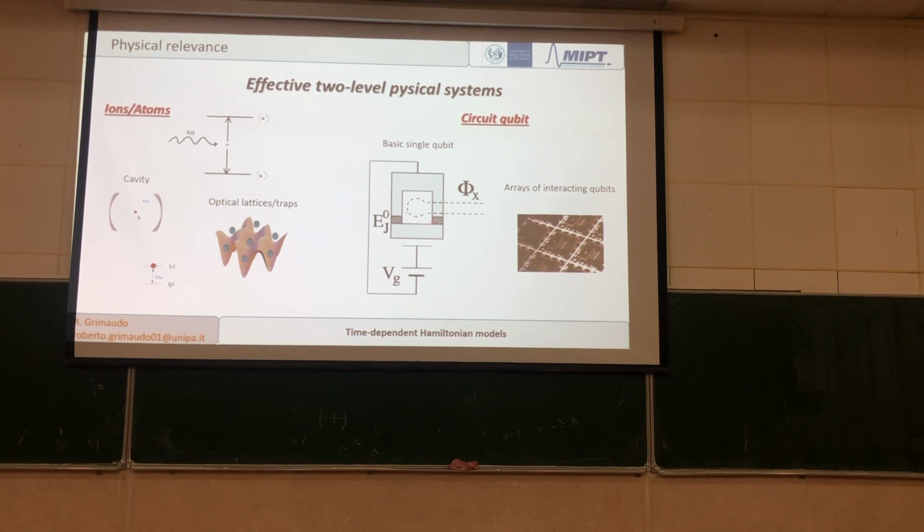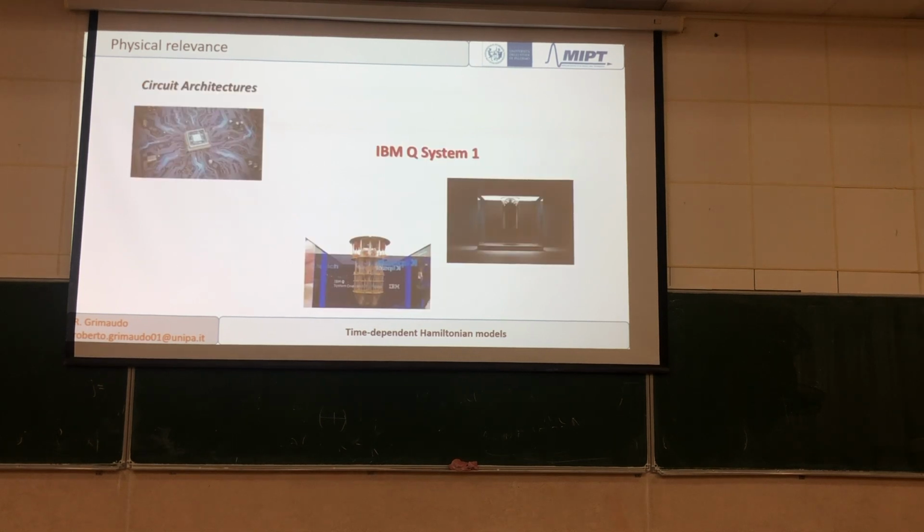This is very important. Why? Because in this scenario, we can easily have architectures in which we can construct an array, that is, a system of interacting qubits. Indeed, this is maybe the most important candidate to generate what we can call the building blocks for a future generation of a quantum computer.